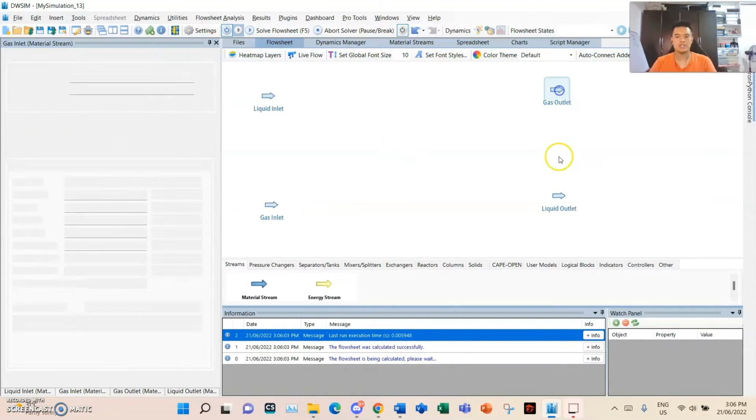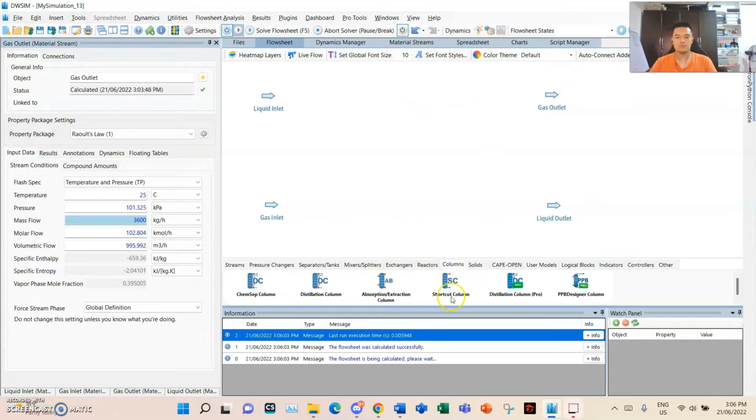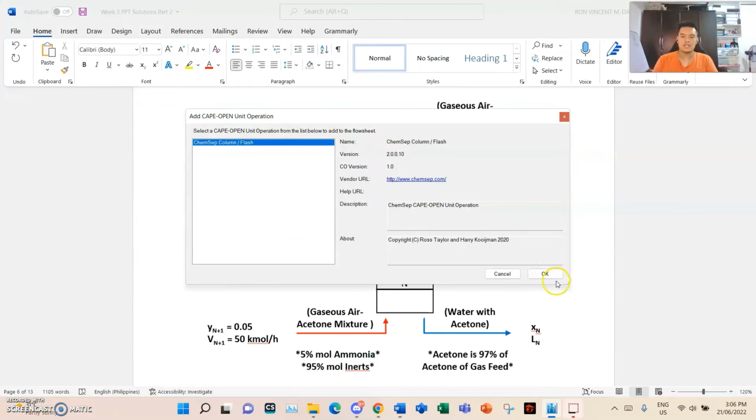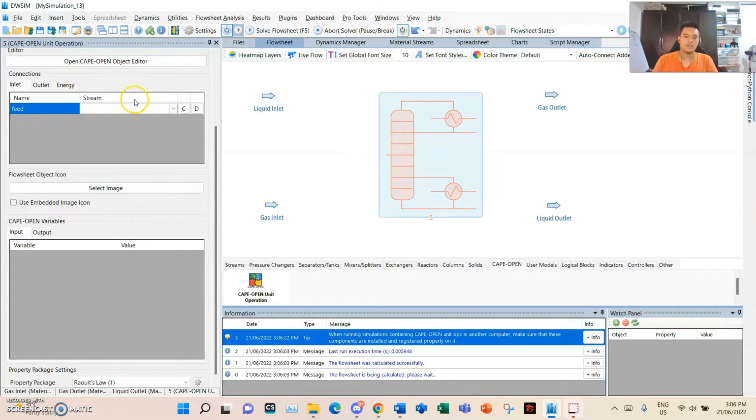Alright, then the gas outlet and the gas inlet will not change anything. We just need to rename it, since it is through the column that it will be solved properly. Afterwards, we'll get the CAPE-OPEN unit operation, drag and drop, and wait for further details. Click OK, and this column will appear. And we'll open the CAPE-OPEN editor in order to get more details.